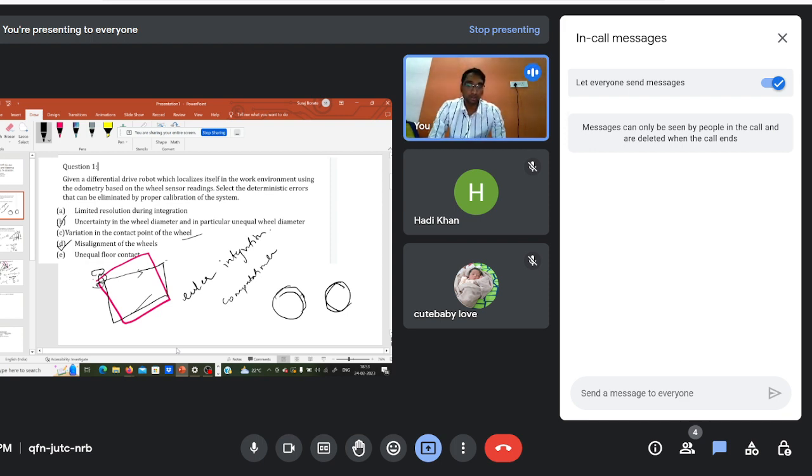How to compensate? There are papers on how to remove systematic error in odometry, so you can refer to them. There is this square test, you can look at the square test for odometry calibration. That can improve the odometry, but odometry error cannot be completely eliminated because it also depends on non-deterministic things like unequal floor contact, variation in the contact point of the wheel, slip, etc. I hope that answers your question.